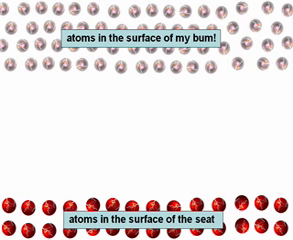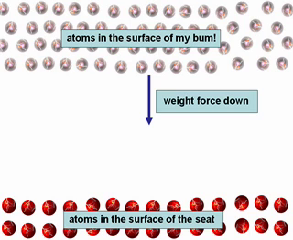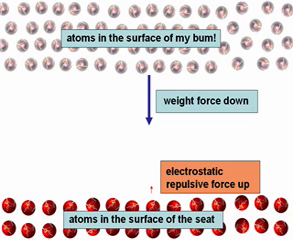So just imagine that the atoms in my bum and the atoms in the seat were represented by these little spheres that I've got on the screen. And each of those atoms we know has a positive nucleus surrounded by a negative electron cloud. We know that my body will be exerting a weight force down due to the masses of all those atoms that are in my body and the acceleration due to gravity. We also know that there will be a weak electrostatic repulsive force up, pushing my body and the seat apart, because around each of the atoms in the seat and each of the atoms in my body is a negative charge, and those similar charges will repel.